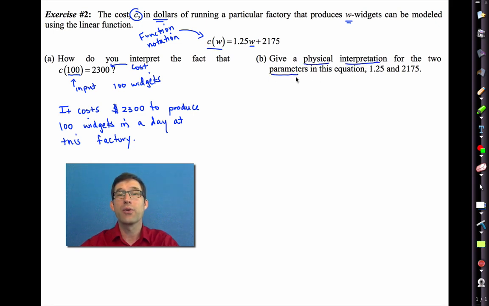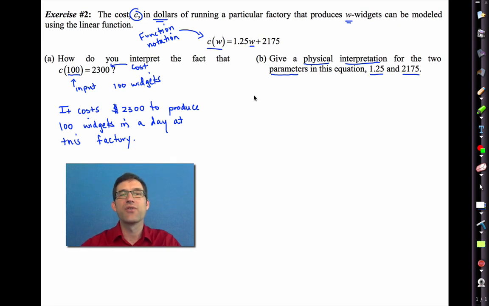Remember the linear parameters in this equation of 1.25 and 2,175. So what do those mean in the real world? What do those mean? All right, pause the video and see if you can write down how you interpret those two numbers. All right, let's do it.